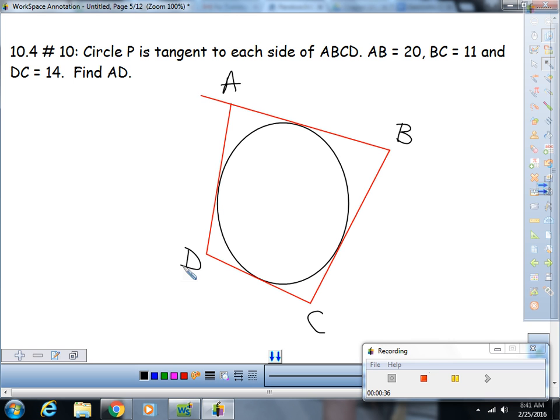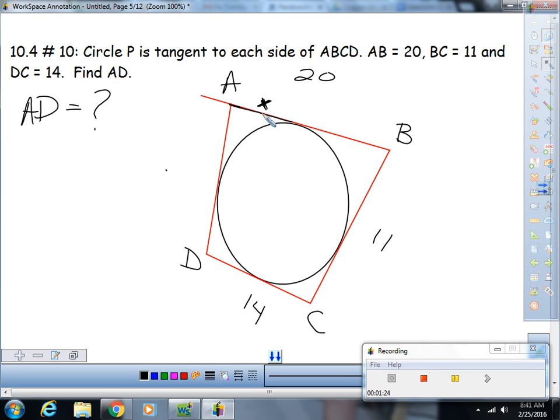So what they're giving you in this is that AB is 20, BC is 11, not drawn to scale, DC is 14, and they want you to find AD. The key to this problem is just starting somewhere and then walking around. They give you a hint to call this X right there. That's all right, we're just going to call that X. It'll still work.